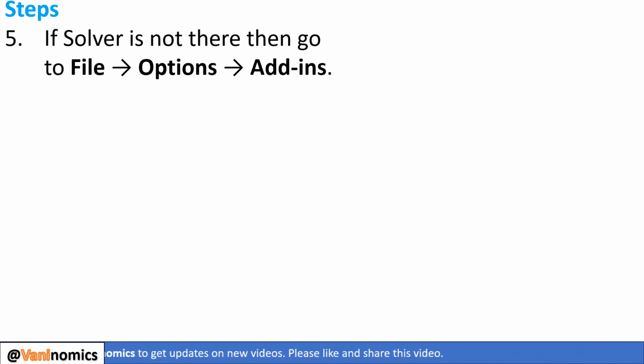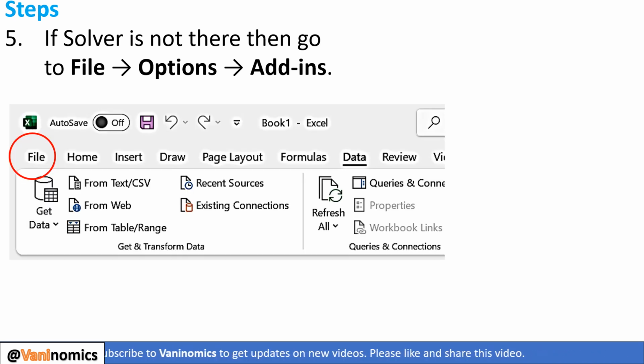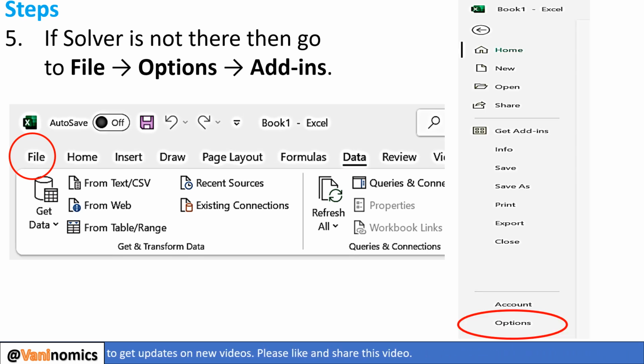Next step: if Solver is not there, then go to File, Options, Add-ins. And here you see that if you go to File, click there, then one drop-down menu will come like this. And at the last of these, you can see there is something called as Options.